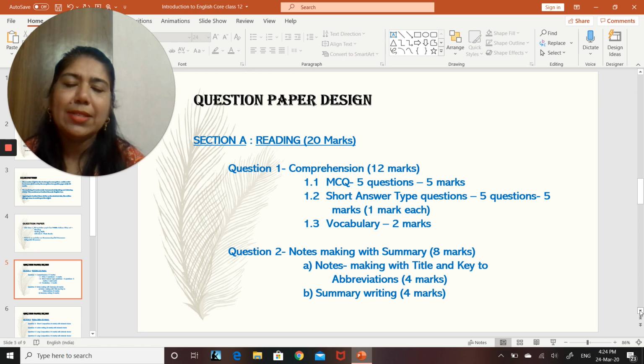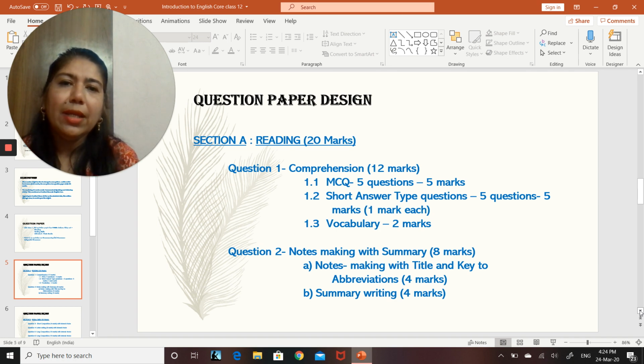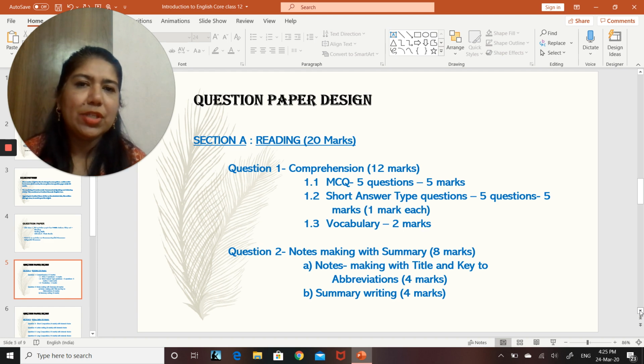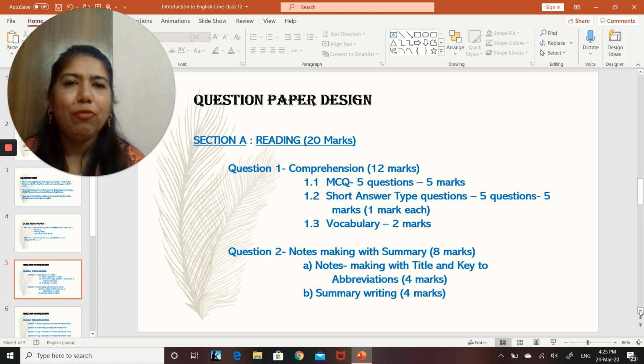Second major question in reading section is of 8 marks. In this, a passage is given and the students are supposed to make notes on that passage. For that, students must utilize their reading time well. This question has 2 parts. Part A is notes making, in which the student is going to write down the notes in proper indentation, and provide an appropriate title along with the key to abbreviations for the abbreviations used in the notes. Part B has summary, again of 4 marks.